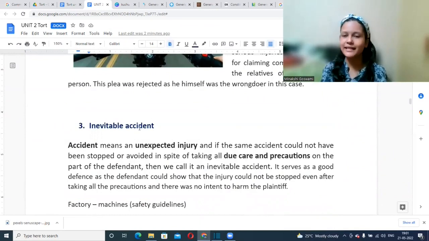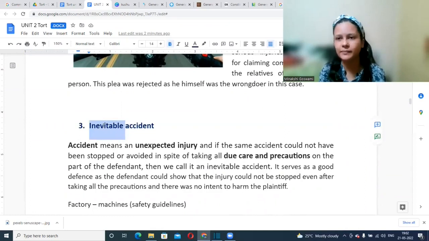Next one we have is inevitable accident. Now, accident is different, inevitable accident is different. In general also we say, okay, there was an accident that I saw. When I say accident, it might be the driver was drunk, or not driving carefully, or speaking on the phone. It might happen that because of carelessness, the accident took place, maybe because he was not following the traffic rules.